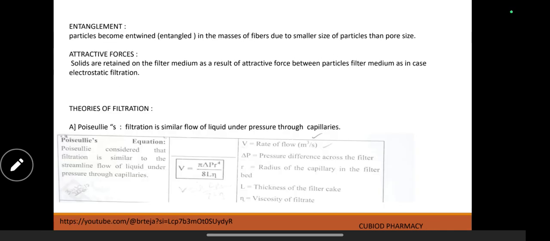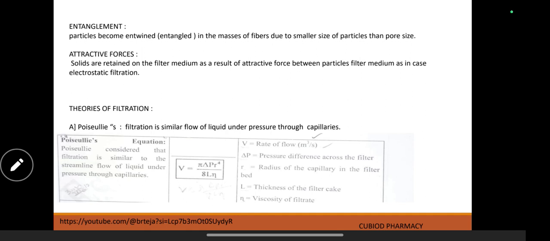Next, entanglement. Particles become entangled in the masses of the fibers due to the smaller size of particles than the pore size. Last one, attractive forces. Solids are retained on the filter medium as a result of attractive forces between particles and the filter medium, as in the case of electrostatic filtration. This is called attractive forces.